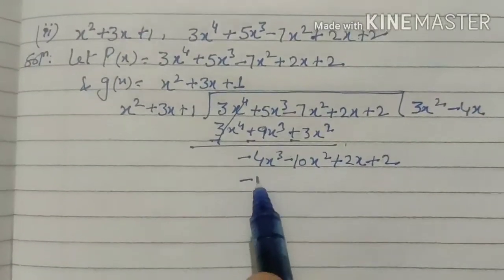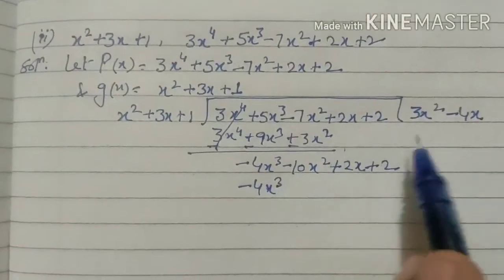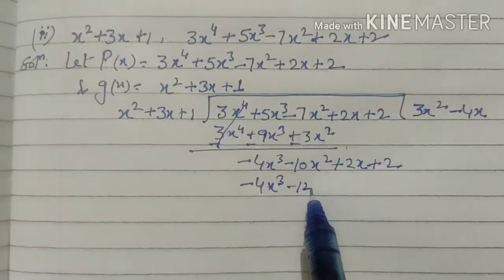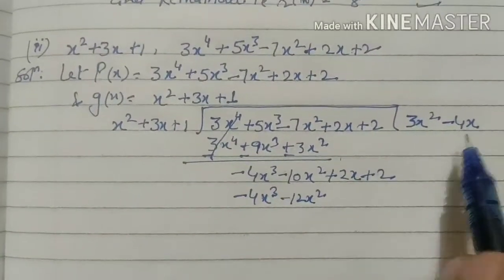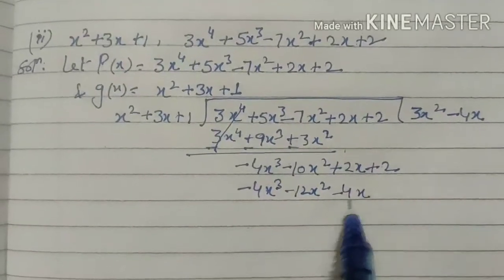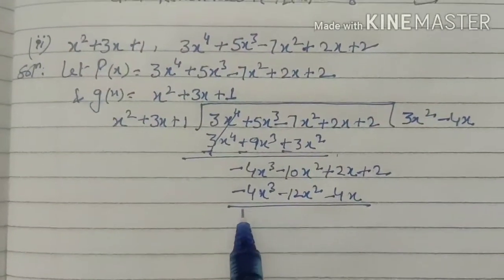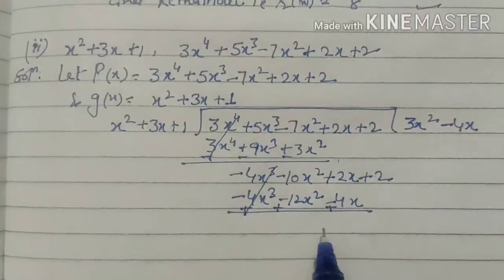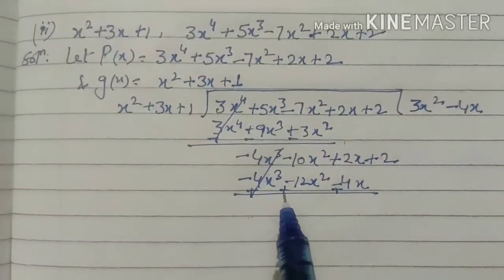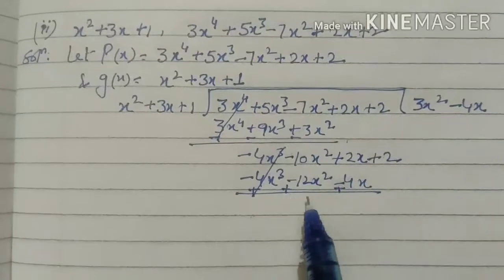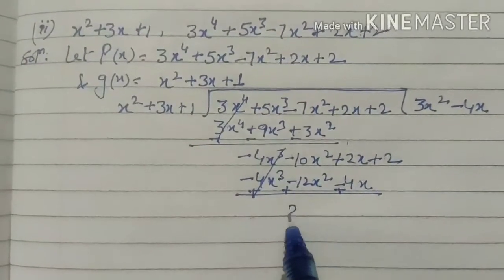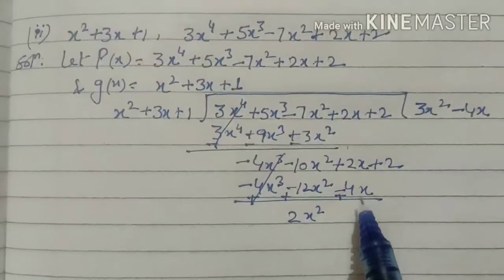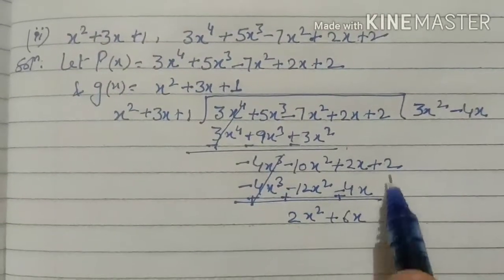So this will become minus 4x cube, and minus 4x into minus 12x square... minus 4x. So now the sign will be changed. These terms will be cancelled. So now minus 10x square plus 12x square becomes 2x square, and 2x plus 4x becomes plus 6x and plus 2.